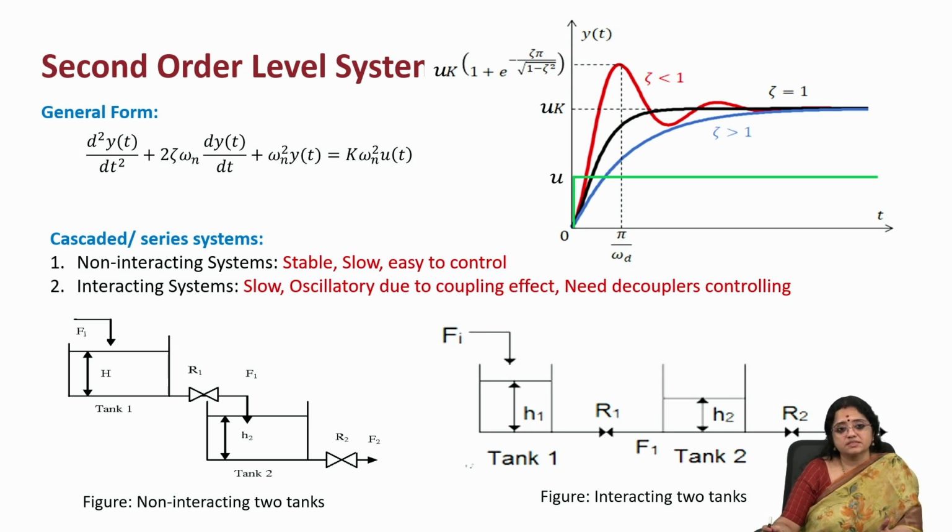If any such systems are seen, then we can understand whether they may be behaving as an interacting system or a non-interacting system. In a non-interacting system, we can see here there are two tanks connected in series, and these two tanks are two subsystems, and the two subsystems will behave independently of one another. So the behavior of the first tank is not affected by the behavior of the second tank. This is called a non-interacting system, where there is no feedback coupling.